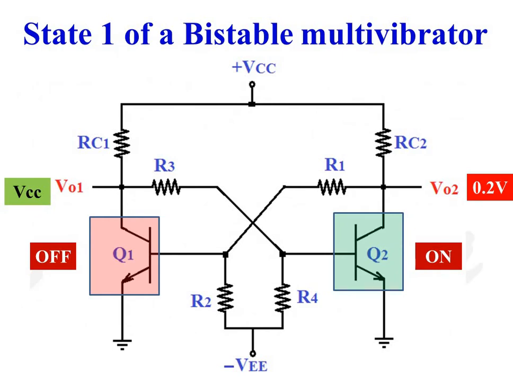This is the diagrammatic representation of the bistable multivibrator during state 1. Transistor Q1 is off and transistor Q2 is on. And the circuit will remain in this state as long as no negative trigger pulse is applied to the base of the on transistor Q2.